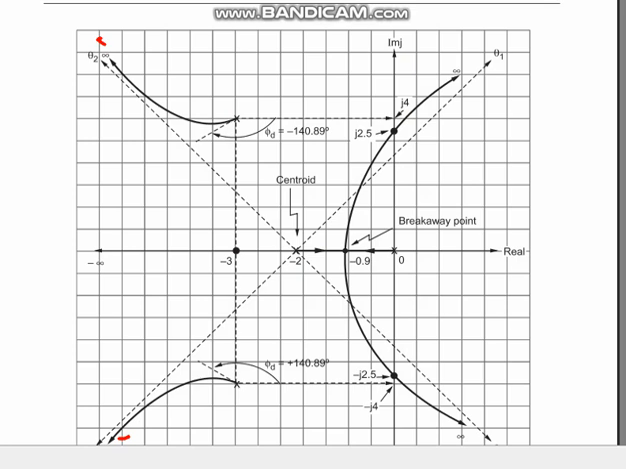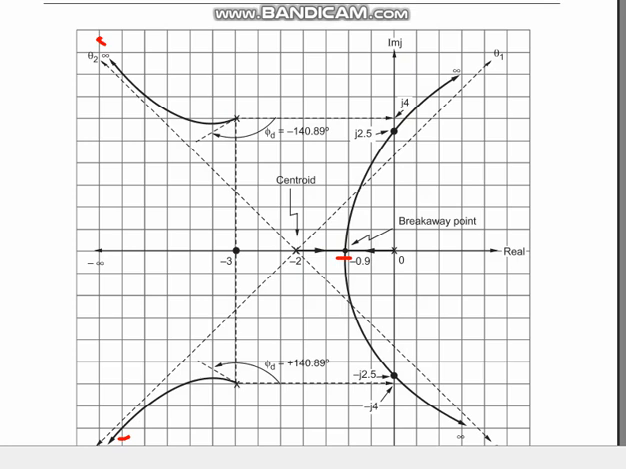Next we have to mark the breakaway point. The breakaway point we got is minus 0.9. Mark it properly on the root locus branches, between the two poles.